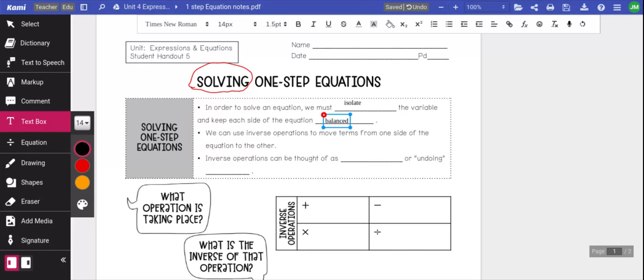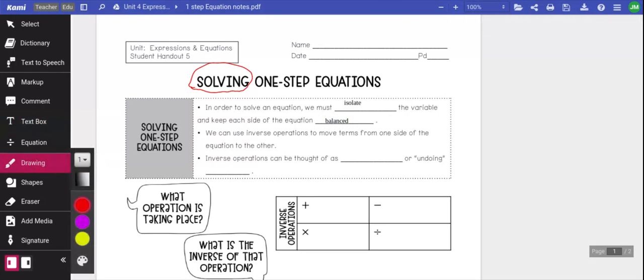Okay. The sentence right here, we can use inverse operations to move terms from one side of the equation to the other. Inverse operations can be thought of as the opposite or undoing the operations. Those are the two blank lines there. I'm actually going to not fill those out. And if you are listening, you should be able to do that yourself.